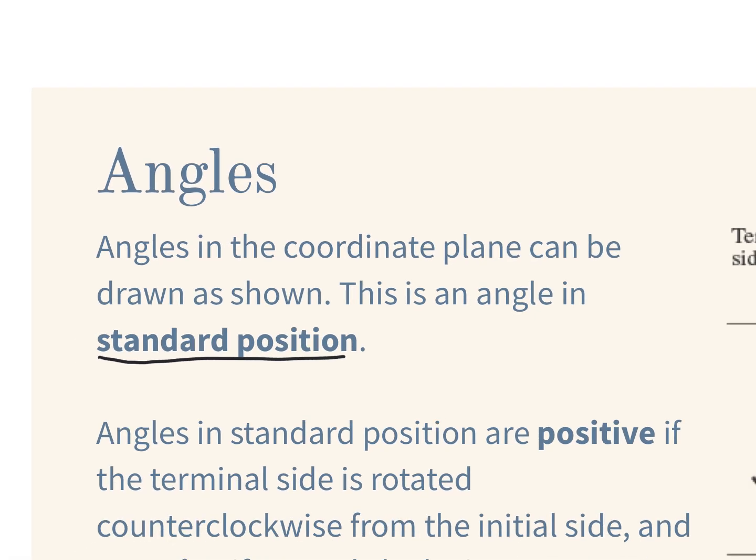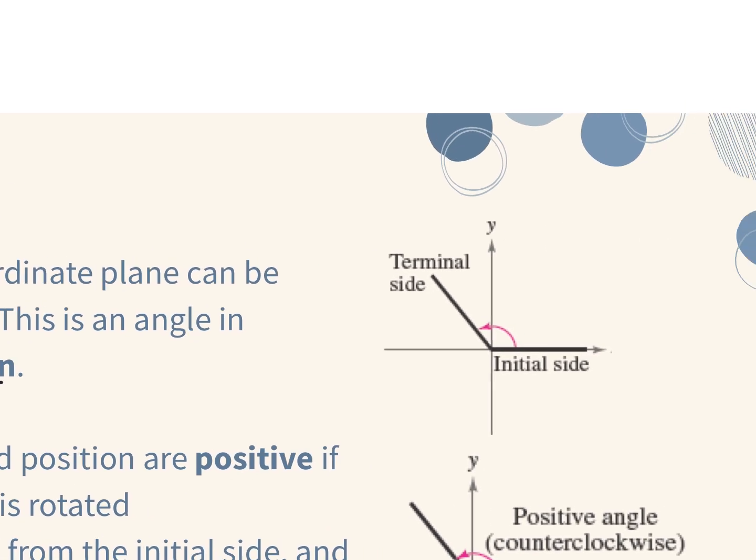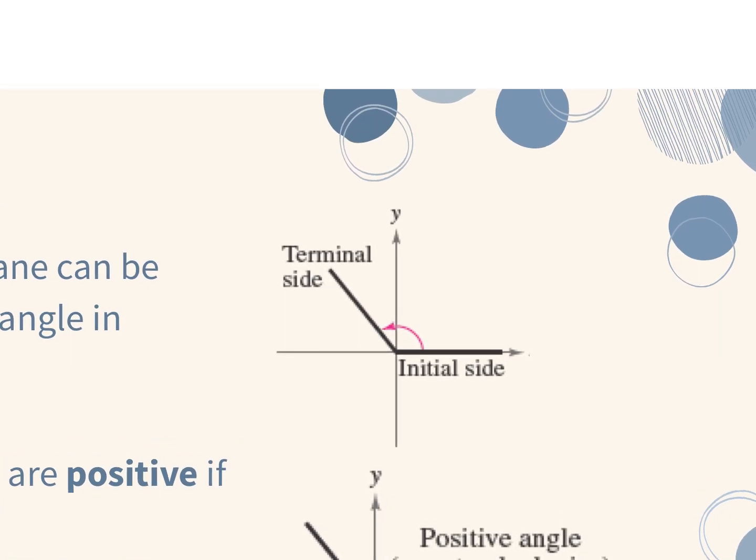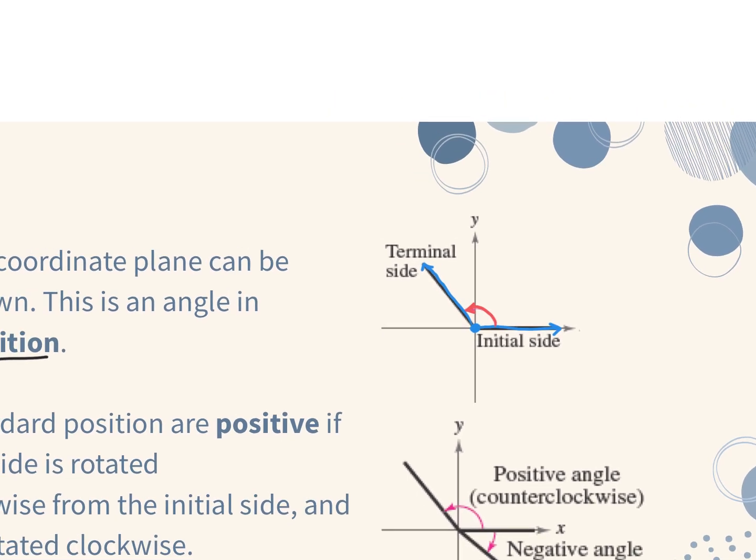It says angles in the coordinate plane can be drawn as shown. Let me just explain what's going on in this little image right here. You have the initial side, which again is at the positive side of the x-axis. If I draw this little arrow, this is where we start, and the vertex is at the origin. The terminal side of this angle is literally anywhere else. Because of the way this arrow is drawn, it's starting on the x-axis and then going anywhere else. So this is our angle.